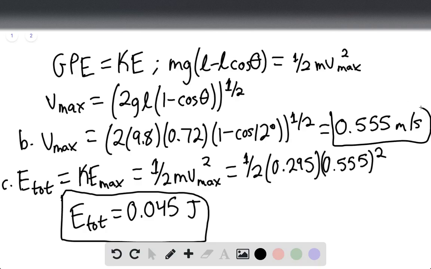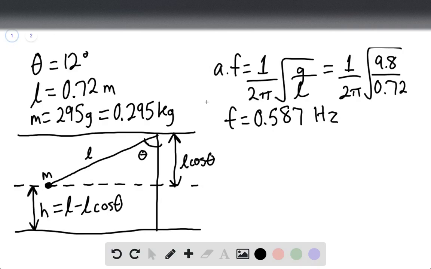This will be your answer for B. And then the frequency is, again, 0.587 hertz. That is the end of the solution.